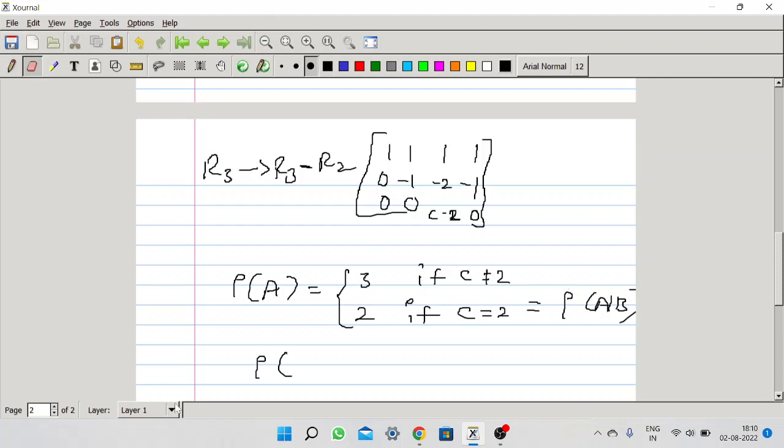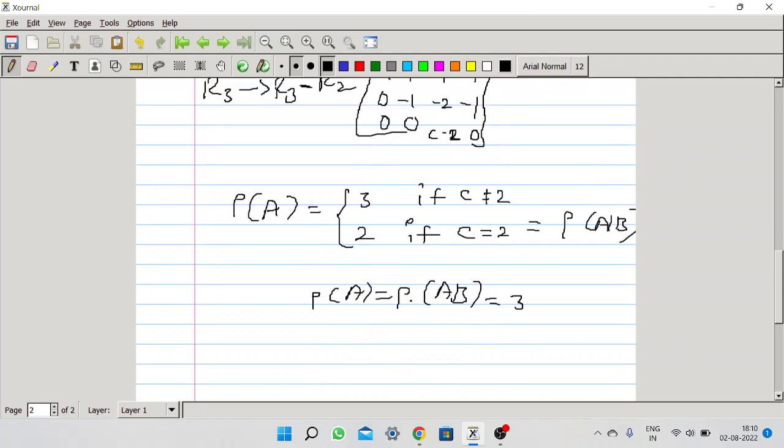So it is asked for consistent, but here we have rank of A equal to 3 whenever C is not equal to 2, but in the question the system of equations should have exactly one solution. Whenever it is asked to have exactly one solution, we will have exactly one solution whenever rank of A equal to rank of AB equal to the order of the matrix A, that is nothing but 3. So in the case C not equal to 2, it implies the system has exactly one solution.